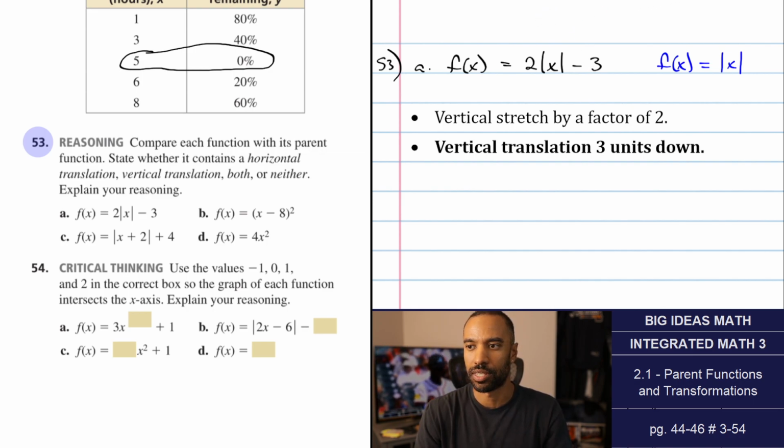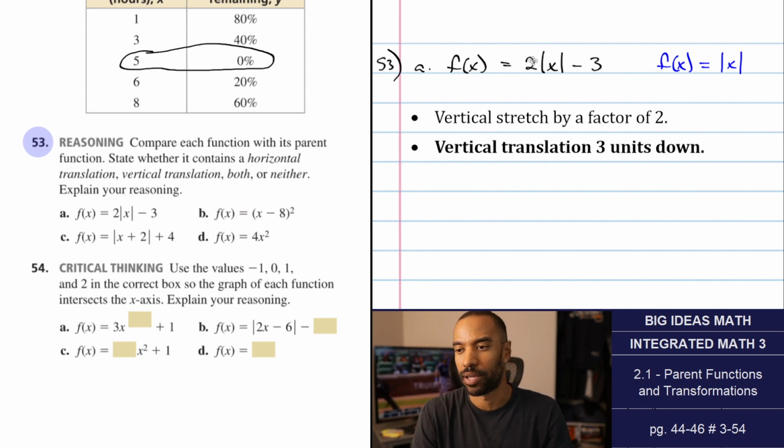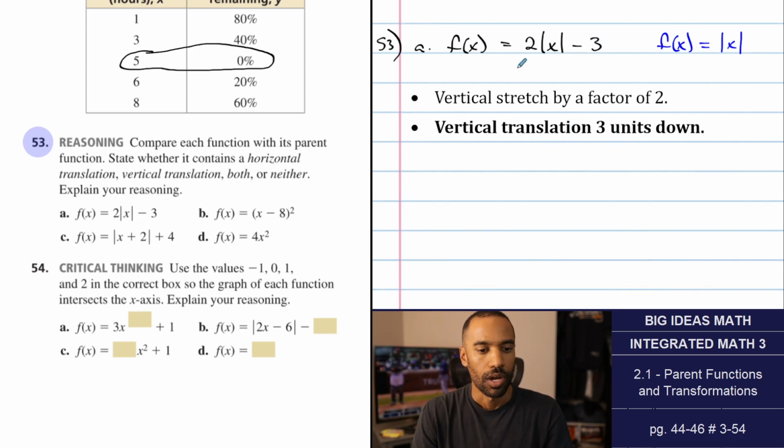So I don't know. That's kind of what I'm just going to do on these things. It's not really an explanation. I apologize, but I think we're going to be able to dive into these a lot more later. But the multiplication of the x value outside of it is the vertical stretch. This thing is outside of the absolute value part, subtracted. There's the vertical translation. All right, let's go to B.